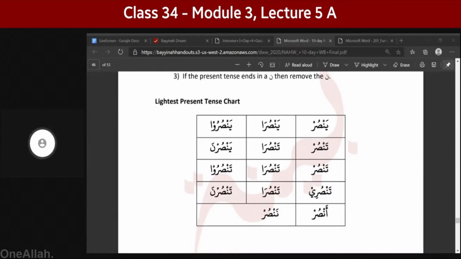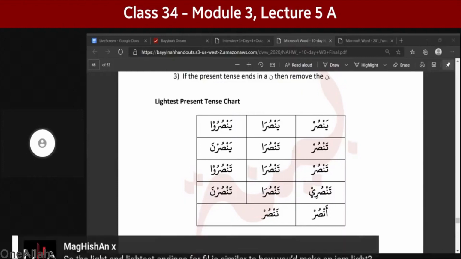For the plurals, I can't pronounce your name. Maghishan, Maghish, N X. I'm just gonna pin you. There you go. For the plurals and the duals, you could say that, but not for the singular.